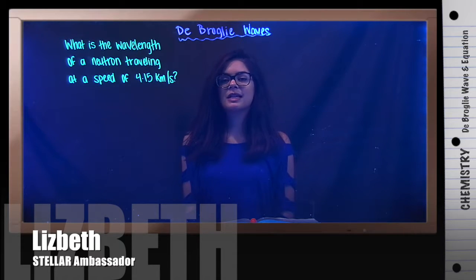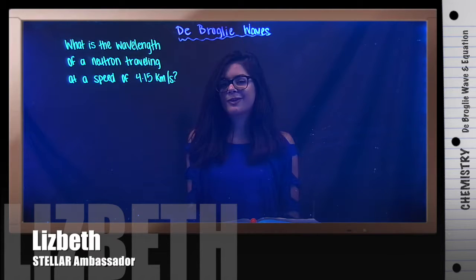So the first thing you need to think about is which equation you're going to use, because this chapter is very, very heavy on equations. But I'm going to give you a little secret. If they give you the velocity or the speed of something, you automatically should be thinking of de Broglie's equation.